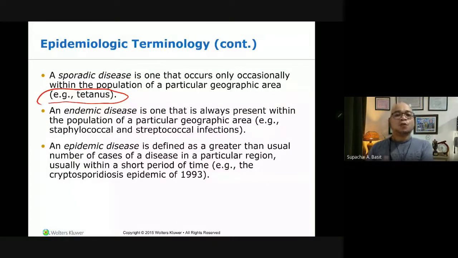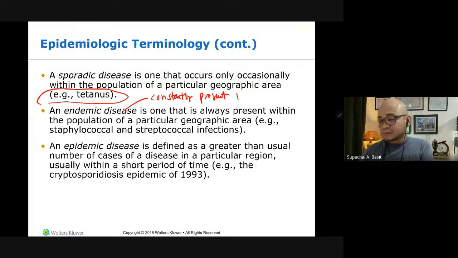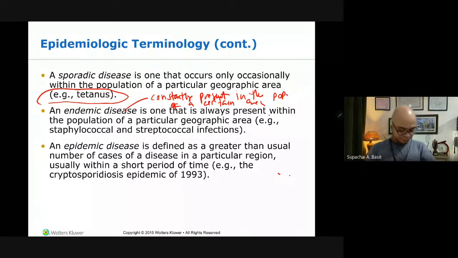Now, when you say endemic disease, it is one that is always present within the population of a particular geographic area. Meaning to say, the disease is constantly present in the population of a certain area. Okay, so that's what we mean by endemic.